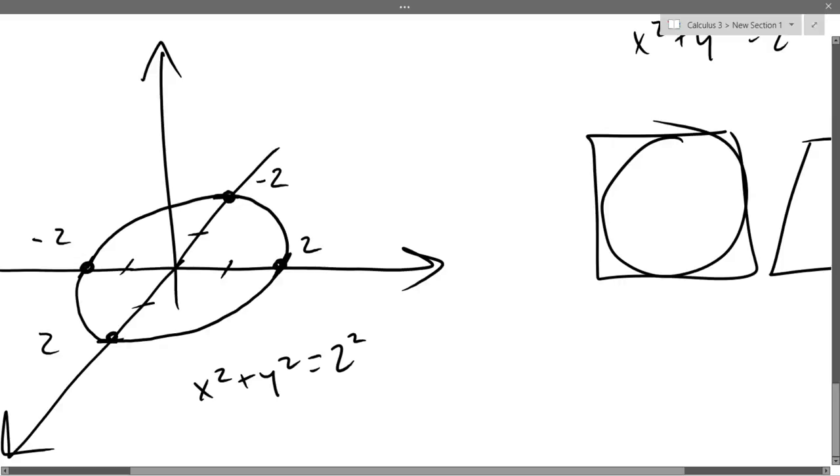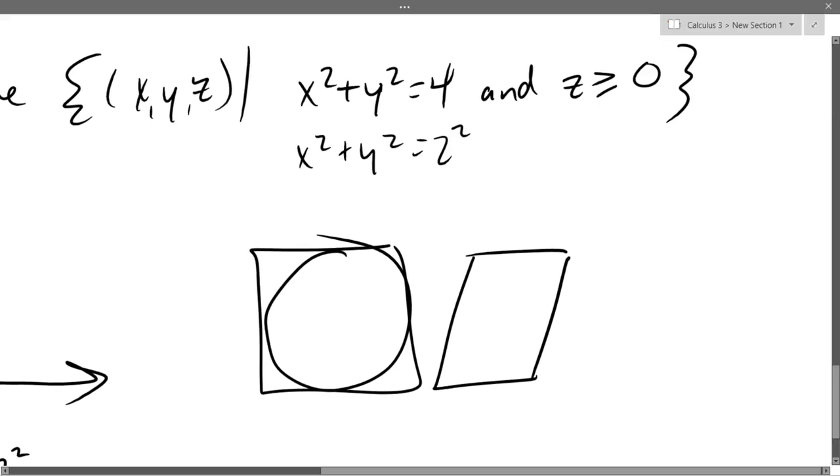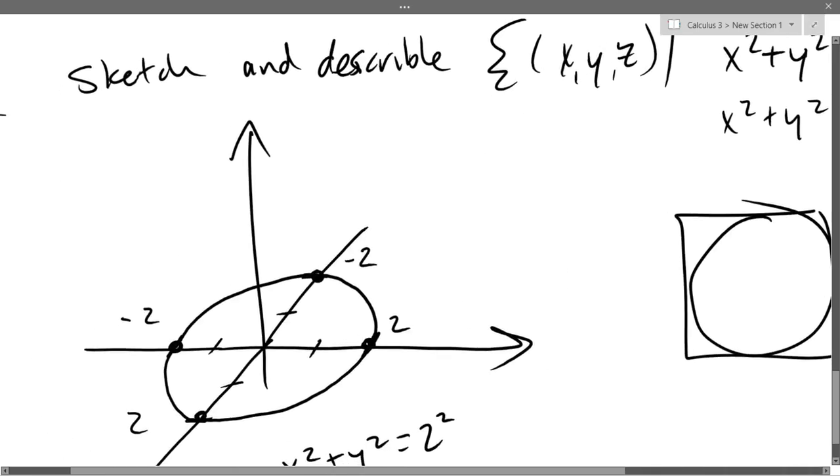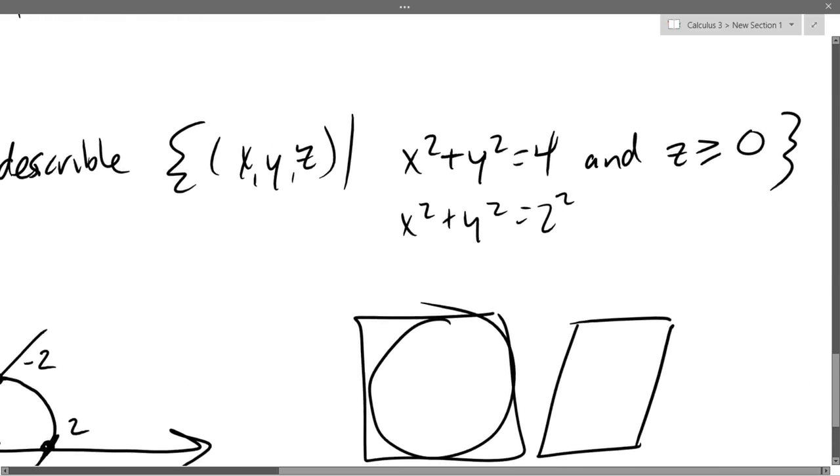Z has to be bigger or equal to 0. So what I drew, z is 0. So I have to basically take this and move it upwards. So it's okay for z to equal 0, but I want all the z's 0 and more. So what I did is I drew the base of our cylinder. How tall is the cylinder?